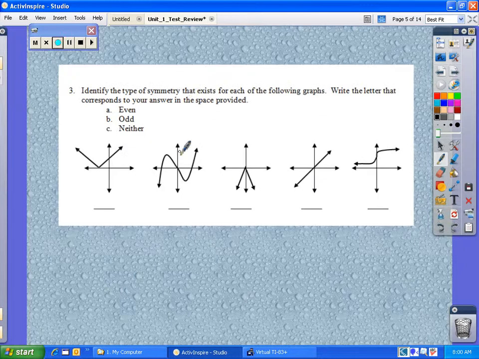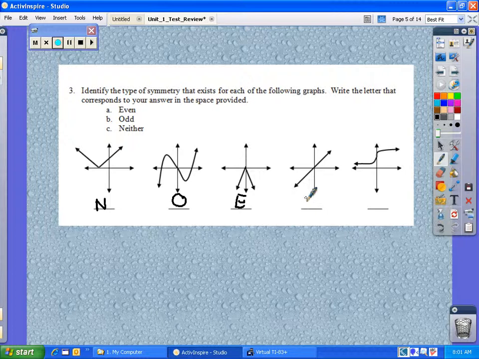Looking at the next one, we're going to look at the types of symmetry. For this graph, there is no symmetry about the origin nor on the y-axis, so this is neither. For the next one, you do have symmetry. If I were to take this portion at the origin and rotate it around, I would have it around the origin, so that would be odd. The next one is on the y-axis, so that's even.